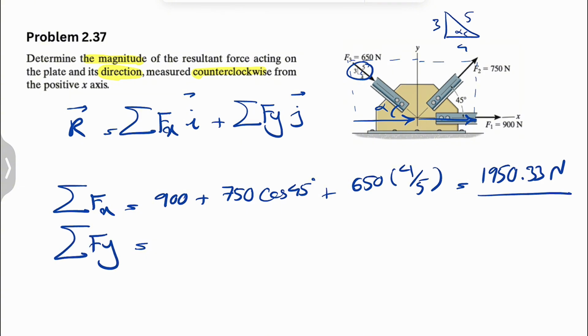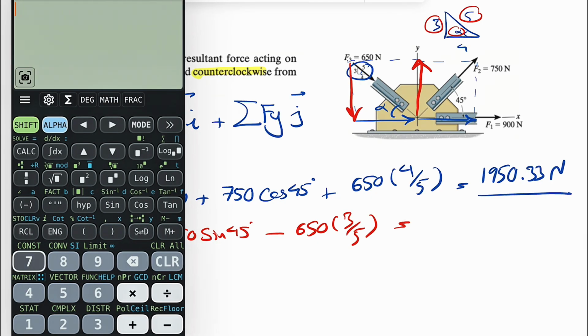Let's do the sum of all forces in y. F1 doesn't have any y component because it's along the x-axis, but we have the y component of F2, which is upward, so positive 750. This time it will be sine of 45 degrees, although the values for sine and cosine of 45 degrees are the same. And we also have the y component of F3, which acts downward, so it will be negative 650. This time we're going to have the sine of alpha, which is 3 over 5. So let's see what we get here. 750 sine of 45 minus 650 times 0.6.